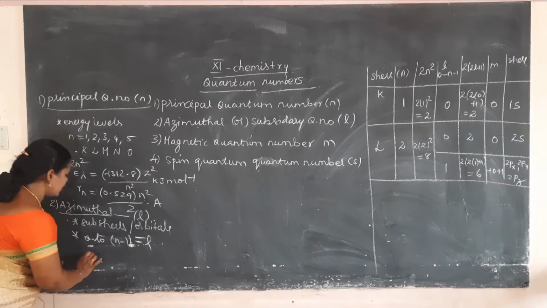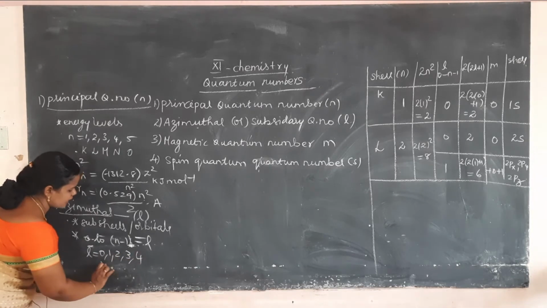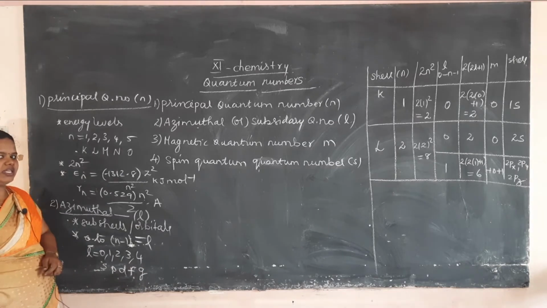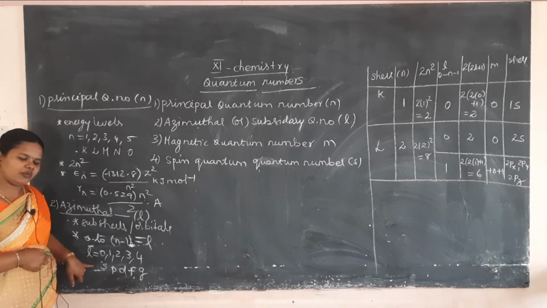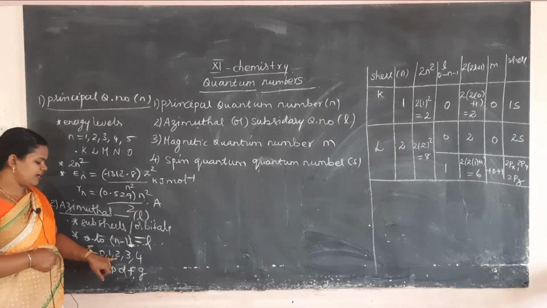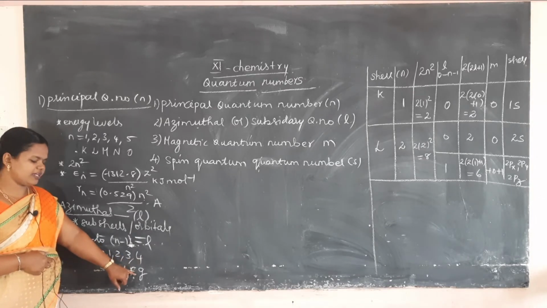So here L is equal to 0, 1, 2, 3, 4. Then it is S, P, D, F and G orbital. When L value is 0, it is S orbital. When it is 1, it is P orbital. When it is 2, it is D orbital. When it is 3, it is F orbital. When it is 4, it is G orbital.